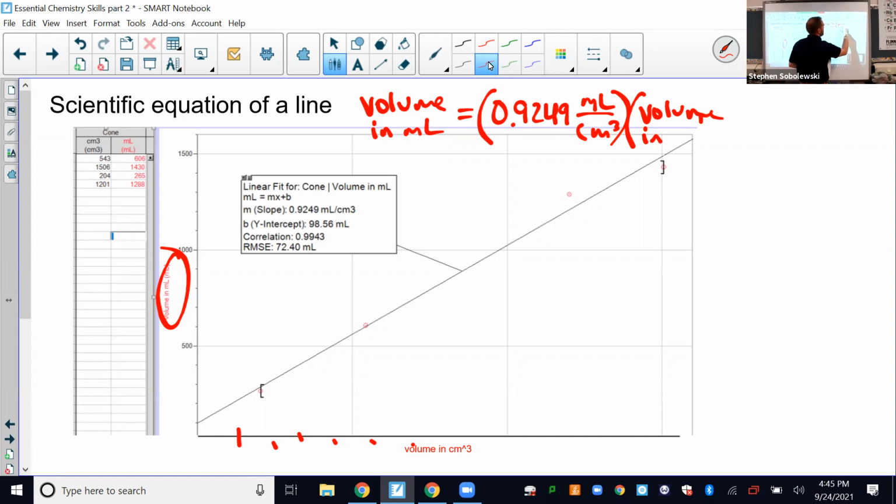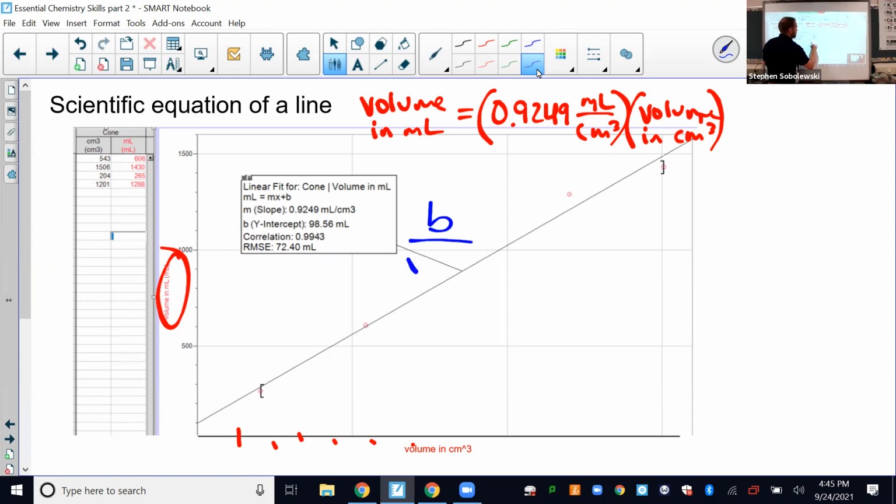But that's volume in centimeters cubed. Okay, and we're going to pause here. So I consider these kind of the three easy ones. y equals mx. Now we need to think, do we include b or not? Here's what we do.